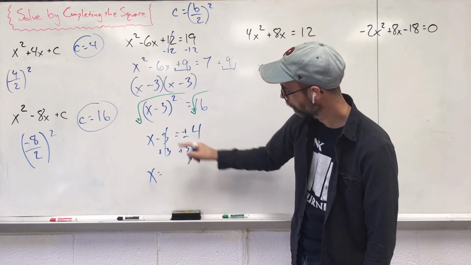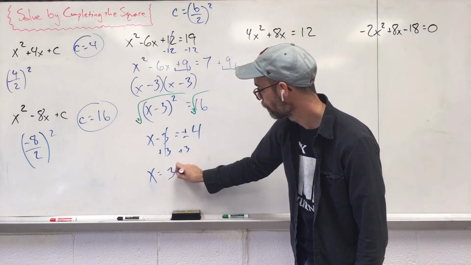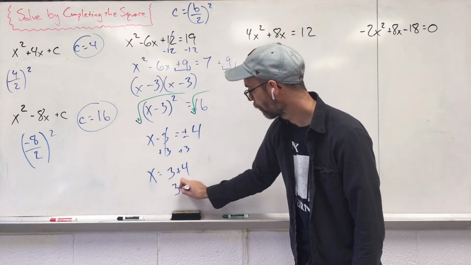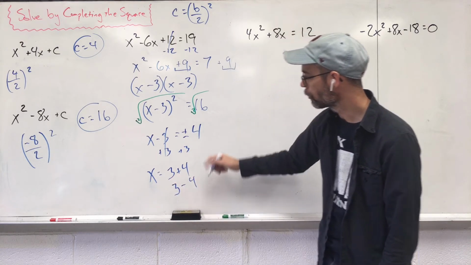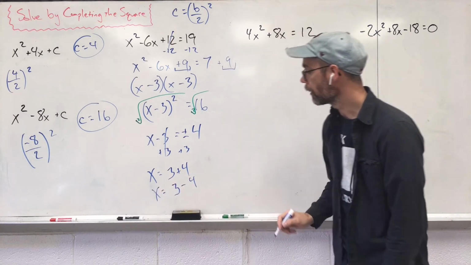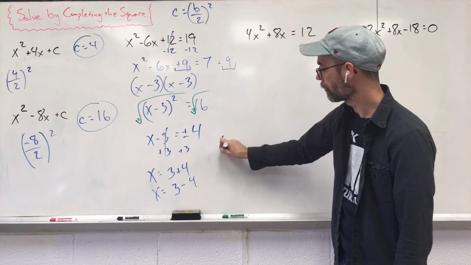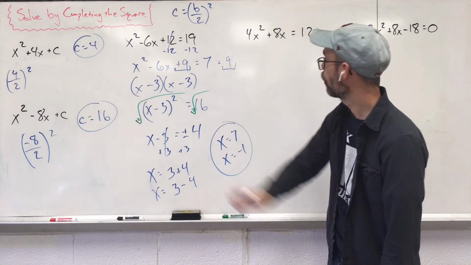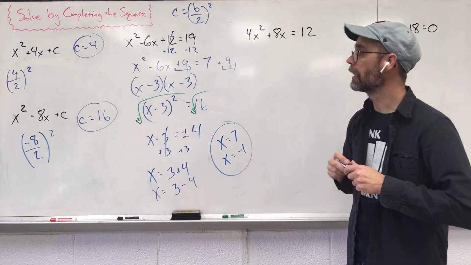I'm going to squeeze this 3 right up there. I'm going to say 3 plus 4, and I'm going to say 3 minus 4. So now I'm taking this plus minus, and I'm going to split it off into 2 parts. And my final answers: x equals 7, x equals negative 1. So you get 2 answers there.